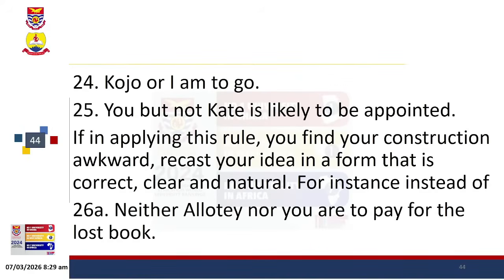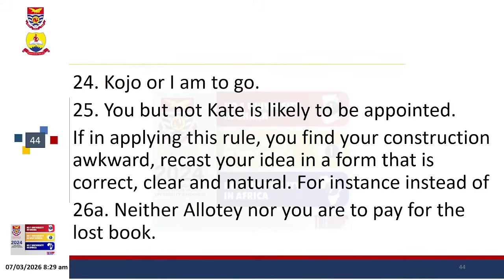Kojo or I am to go. Yeah, Kojo or I am to go. Here, interestingly, you don't have two different numbers. Kojo is singular as I is also singular. You, but not Kate, is likely to be appointed.